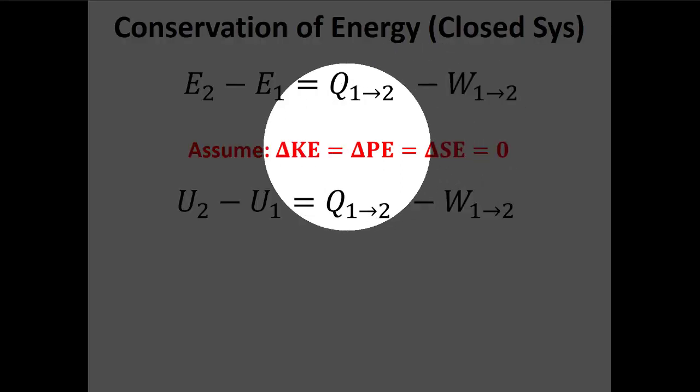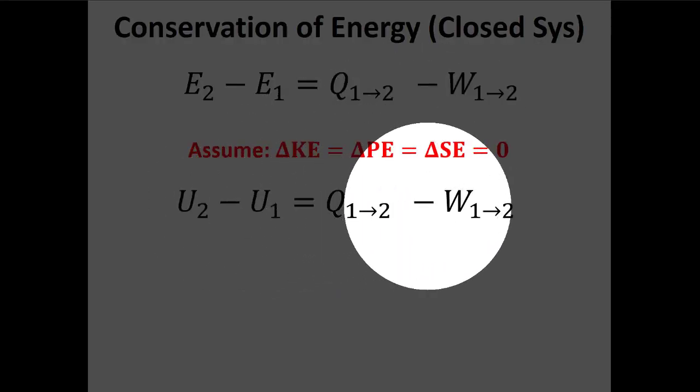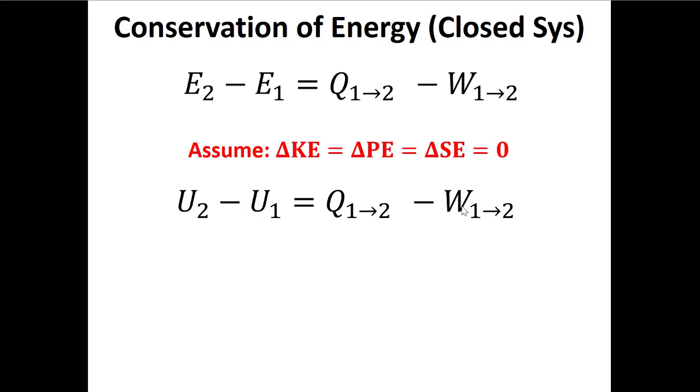So then we get this version of the first law that we're starting to know and love, at least know: delta U, where U at the end minus U at the beginning, so U2 minus U1 in this case, is equal to Q minus W.